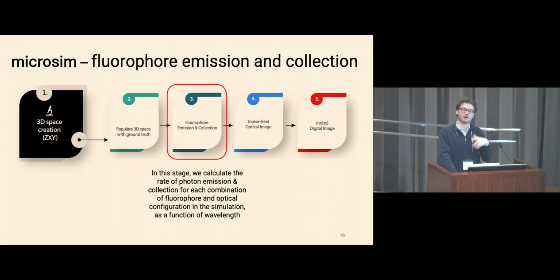The second stage is where we calculate the rate of photon emission and collection for each fluorophore, and so you can have as many channels as you want in here. We also do the optical configuration in the simulation here. And this is all as a function of the wavelength at which we sample our image.